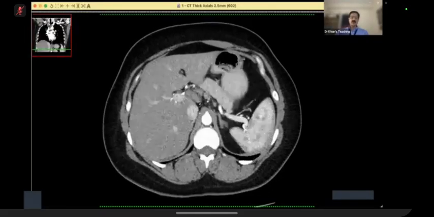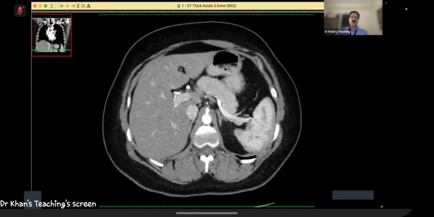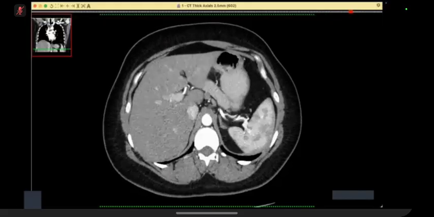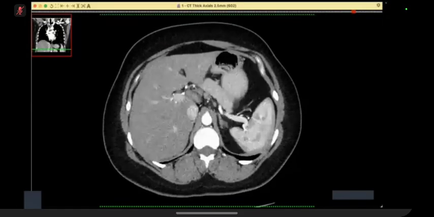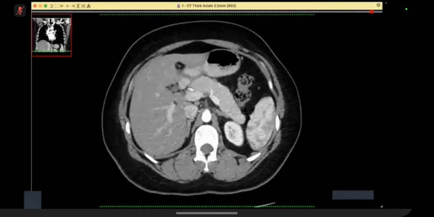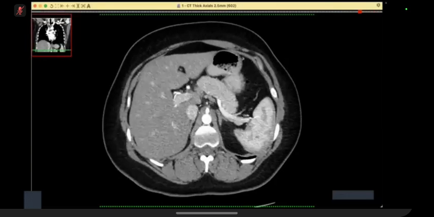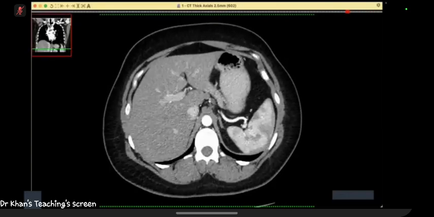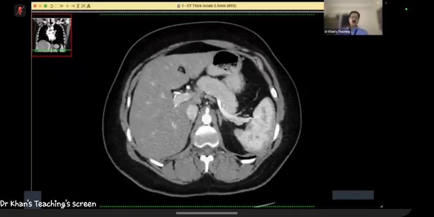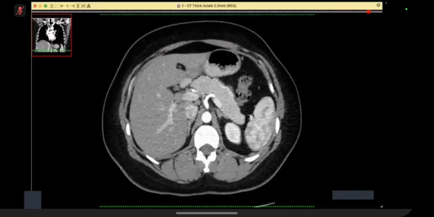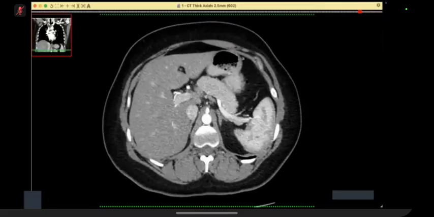Right. See the screen moving. So do you see any upper abdominal lymph nodes? This is my question. Okay, I think I can see just like left gastric, I think, and right. So what is your conclusion till now? Just para-abdominal and mediastinal lymphadenopathy.